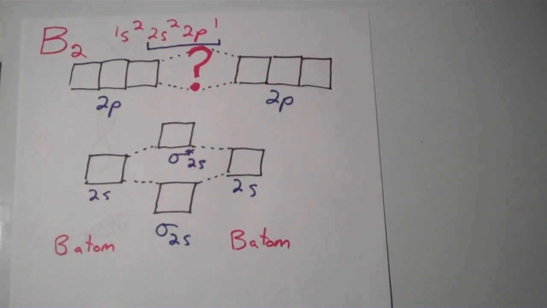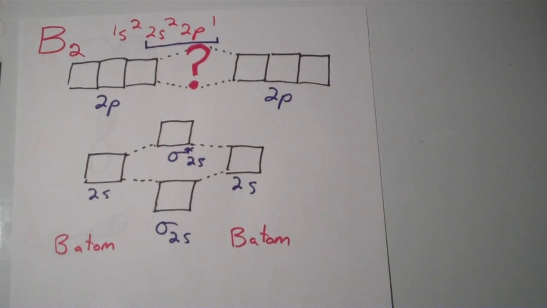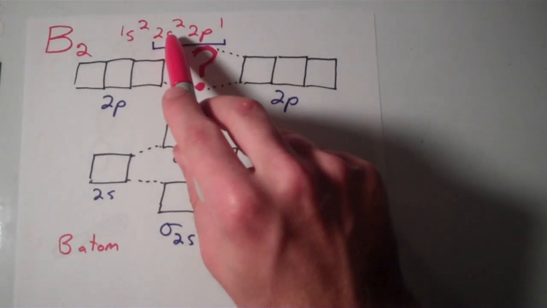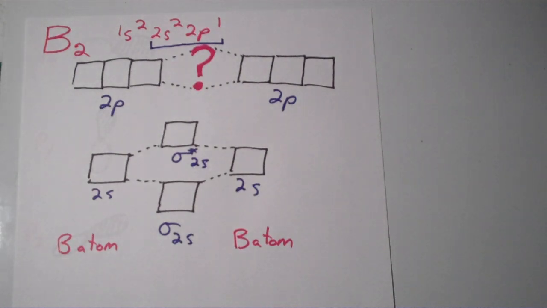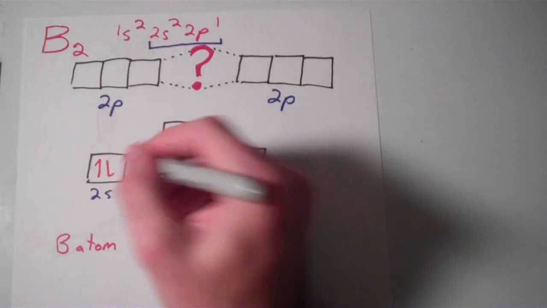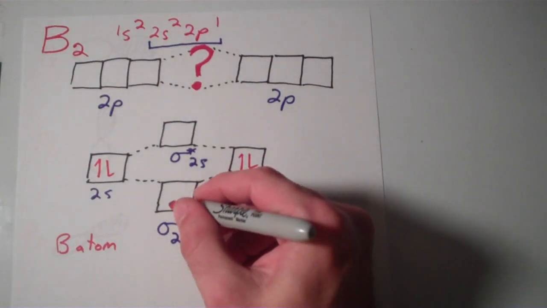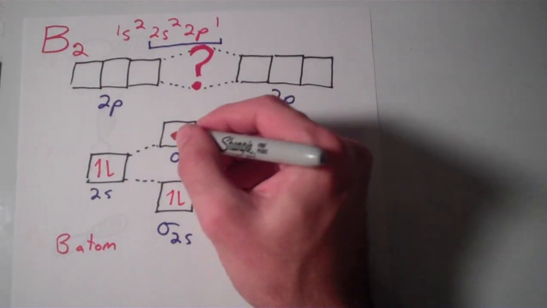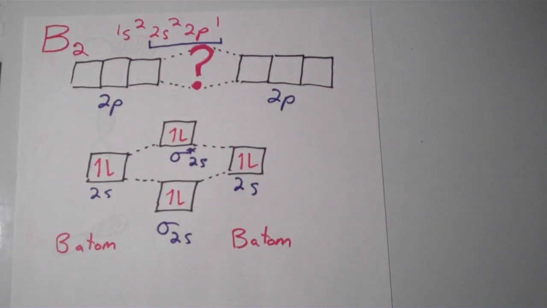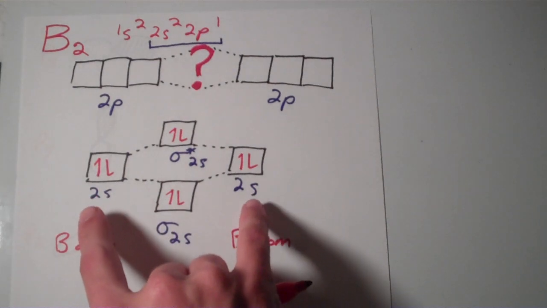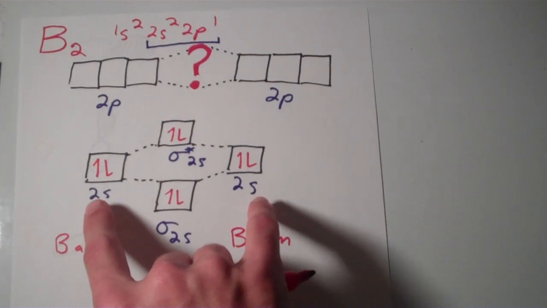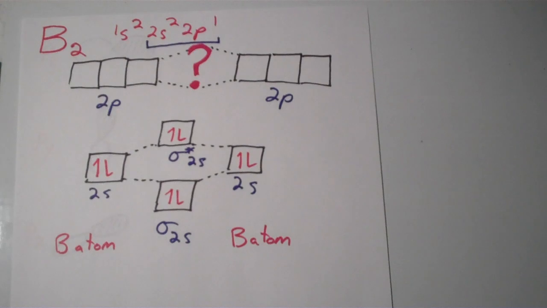Up until now, I haven't gone over how to do the molecular orbitals for p orbitals. Since the s orbital is completely filled in the valence shell, we know there are going to be two valence electrons in the 2s orbital of each boron atom. That means the sigma 2s orbital is going to be completely full, and so is the sigma star 2s molecular orbital, because we start out with two completely full s orbitals in the valence shell.